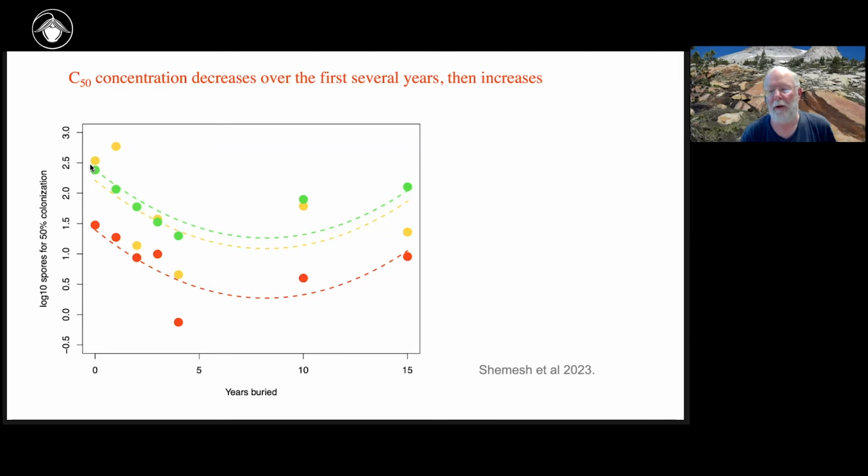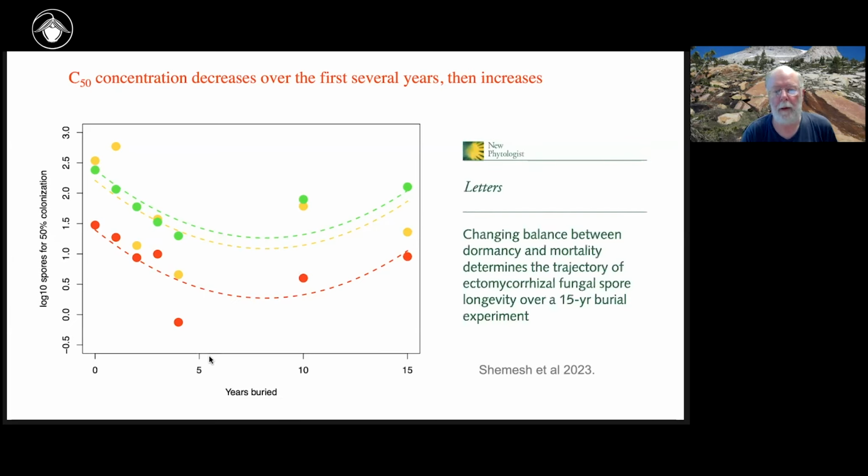So I'll say that again, because it's counterintuitive. It took fewer spores to colonize as the years went on. But then at some point, at an unknown inflection point, it starts to curve back up and starts to again take more spores to colonize 50% of the seedlings. So what we think is going on here is that it's basically a changing balance between dormancy and mortality.